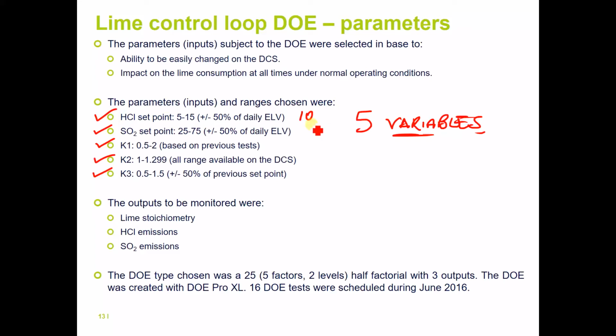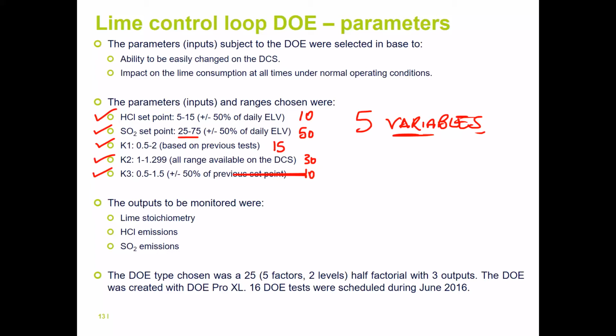The SO2 set point is going to go from 25 to 75. There are 50 choices there. The K1 is going to go from 0.5 to 2. So what's that? That's 15 different places we could set this thing. Then we're going to go from 1 to 1.299. So how many settings would that be? It's approximately 30 places we could set that. And finally, there are 10 places at the end.